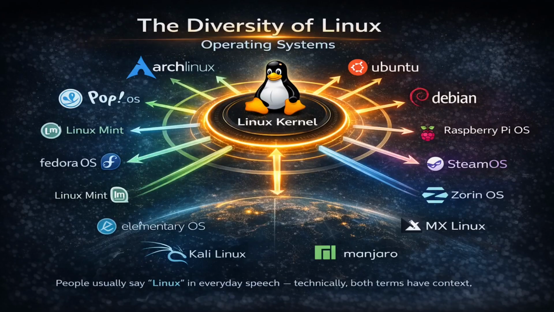In real life, we use distributions. A distribution is the Linux kernel plus tools, apps, an installer, a desktop environment, and a package manager. That's why we have many distros: Debian, Ubuntu, Fedora, and many others. They use the same kernel, but they differ in defaults, tools, and philosophy.